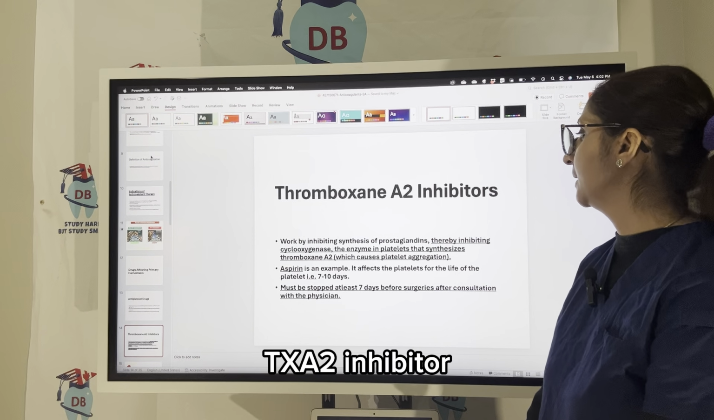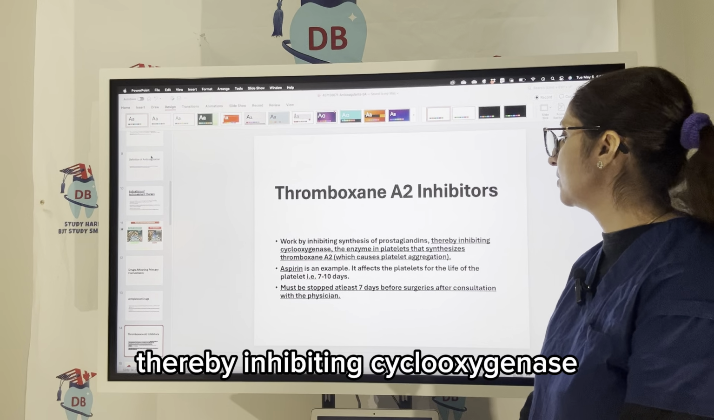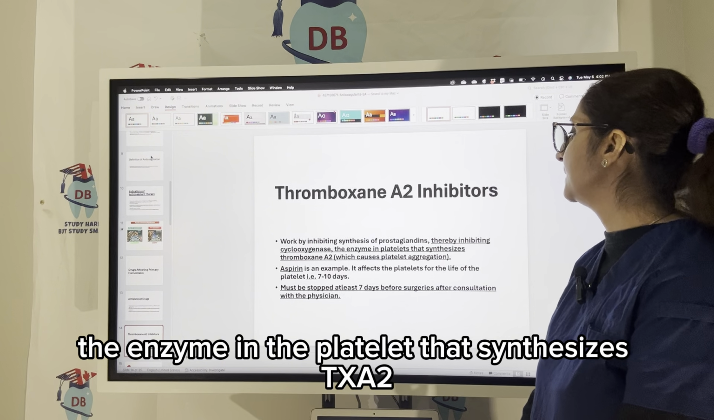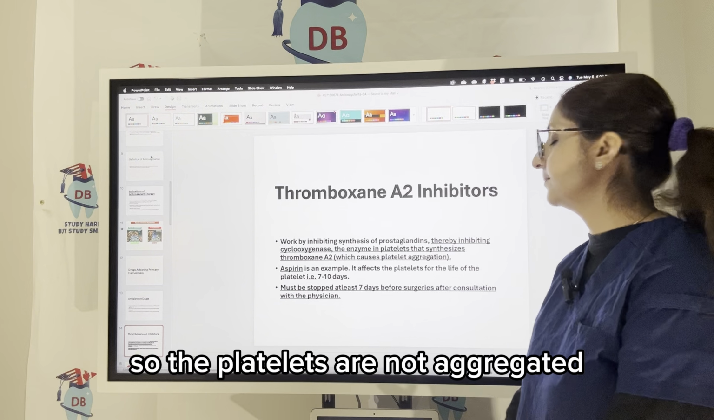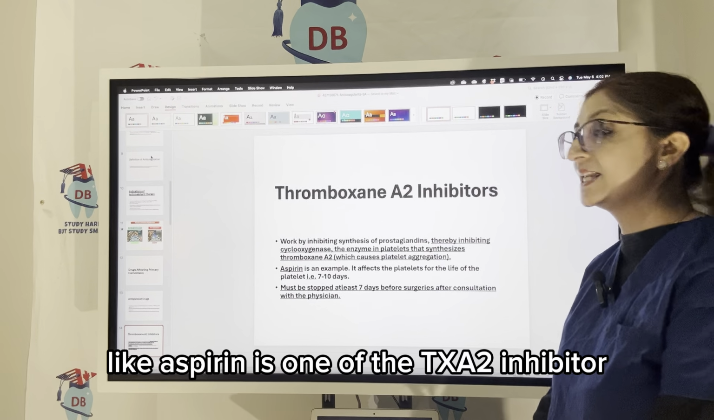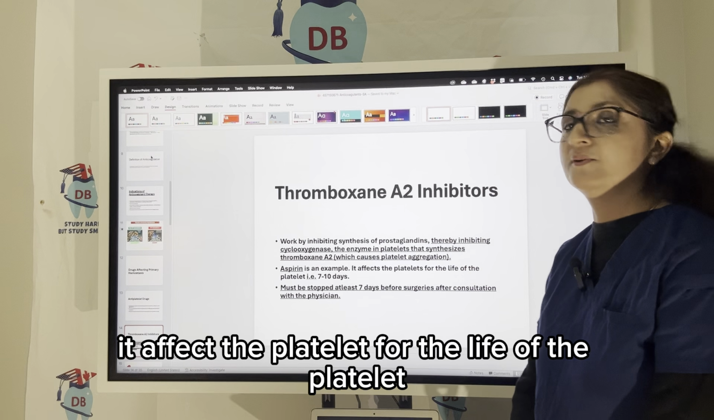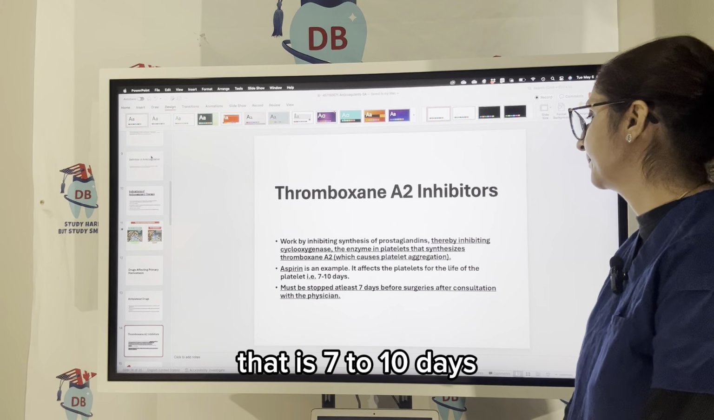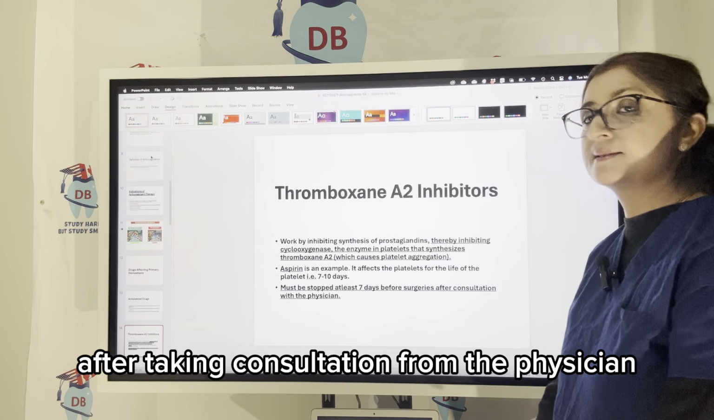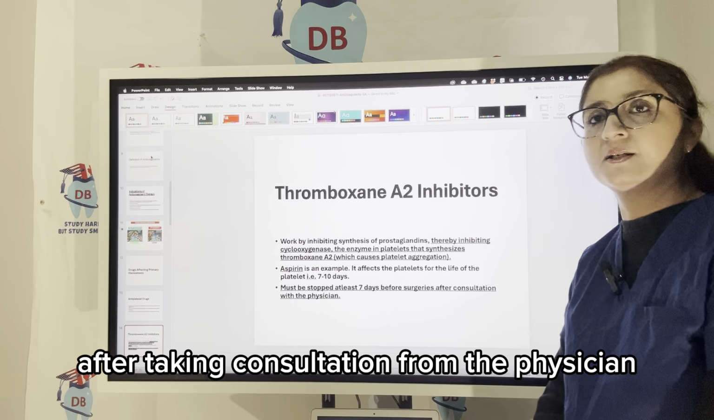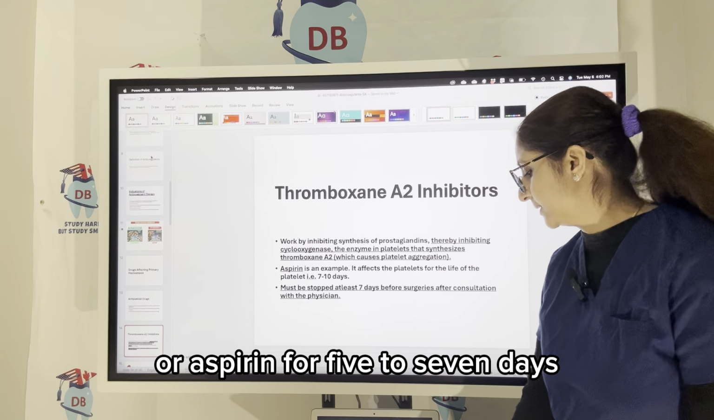TXA2 inhibitors work by inhibiting synthesis of prostaglandins, thereby inhibiting cyclooxygenase, the enzyme in the platelet that synthesizes TXA2. They are going to block the TXA2, so the platelets are not aggregated. Like aspirin is one of the TXA2 inhibitors. It affects the platelet for the life of the platelet, that is 7 to 10 days. So before you are doing any surgeries on the patient, after taking consultation from the physician, you can stop the antiplatelet drugs or aspirin for 5 to 7 days.